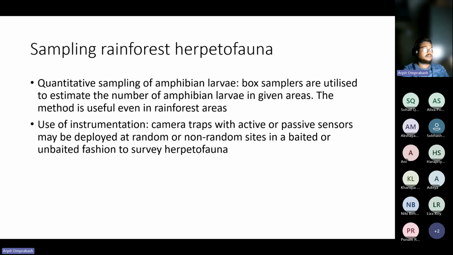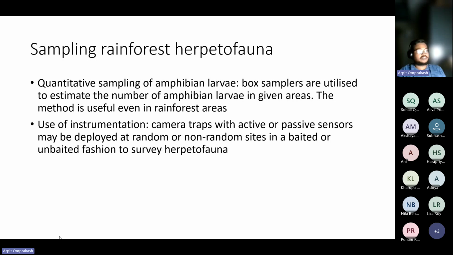The next method is quantitative sampling of amphibian larvae. So basically, you go to a pond and let's say you want to estimate the number of frogs that are present. You can estimate the number of tadpoles and use that as a proxy for the number of frogs. So you're sampling the number of tadpoles, and from that you are getting at the number of the adults that might be there in the population.